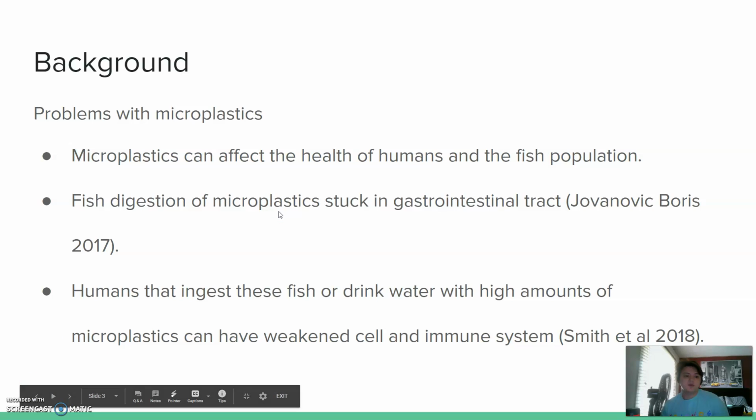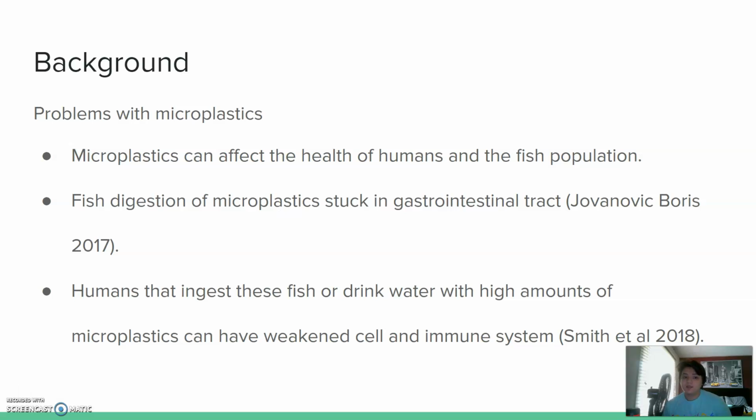Now I'm going to go into some of the problems that come with these microplastics. They can heavily affect fish populations, and in turn can affect the health of humans. With microplastics in the water and the sediment around, if fish actually ingest these plastics, they get stuck within their gastrointestinal tract, which makes their body start to shut down, and they can just die from the effect of it sitting in their system. It can begin to poison them pretty much.